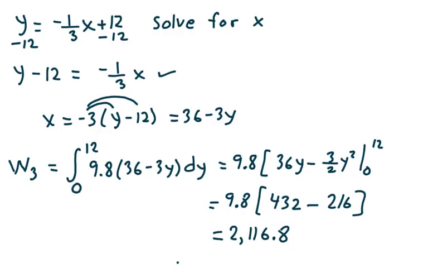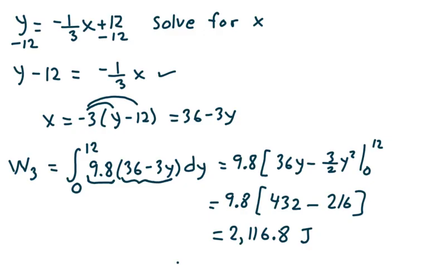Now, we can set up our integral to find W3. So W3 is the integral from 0 to 12 of 36 minus 3y, and I'm going to multiply by 9.8 because that's going to convert it to a unit of force. We're going to integrate this with respect to y. That's going to be the work required to move the water. And when it's all said and done, W3 is 2,116.8 joules.